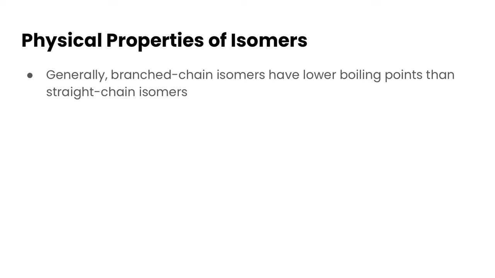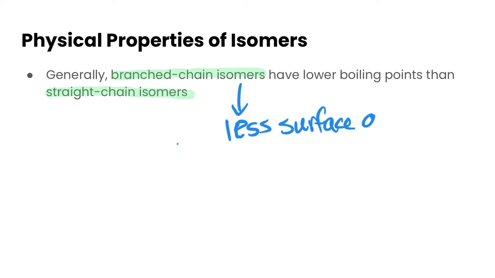Now, the last point we do want to point out is that physical properties of isomers will differ. Generally, you can say that a branched chain isomer is going to have a lower boiling point or melting point than its straight chain isomer counterpart. For example, you could take a straight chain versus a branched isomer of an alkane. The reason why the branched chain one is going to have a lower boiling point is because it has less surface area. And when we have less surface area, we have less London dispersion forces.